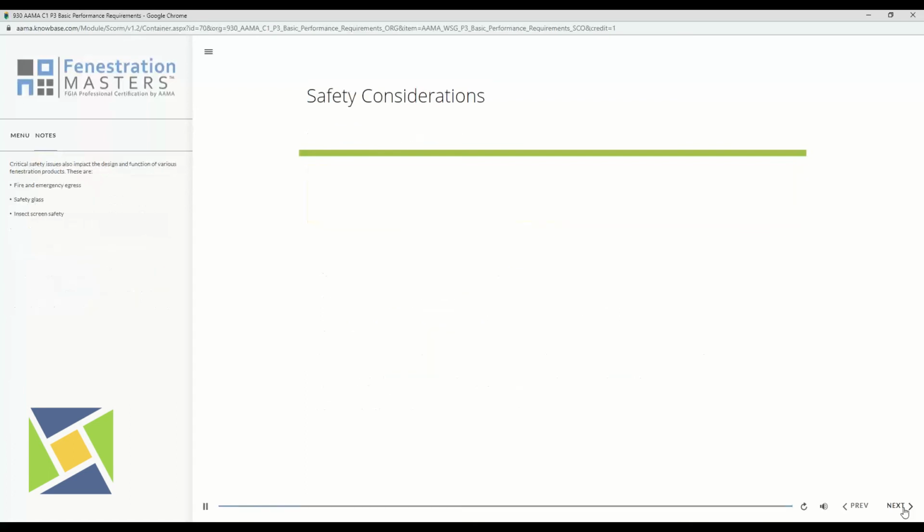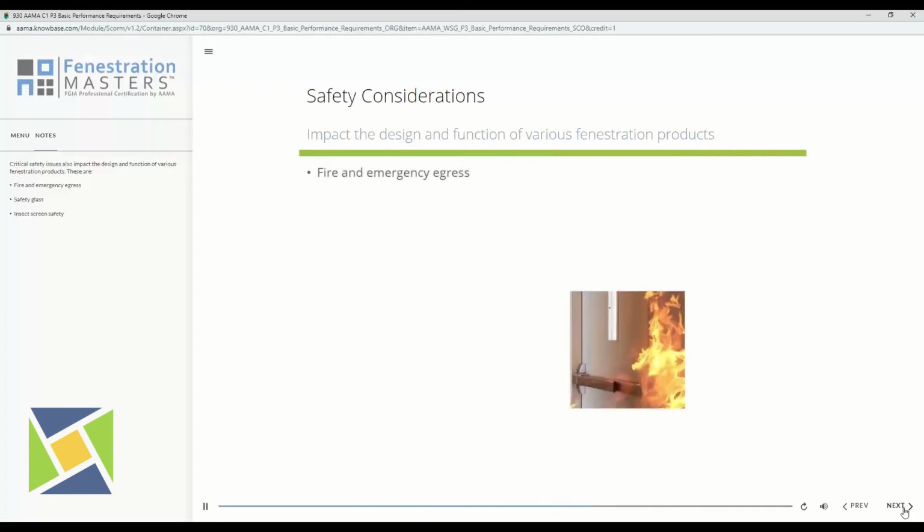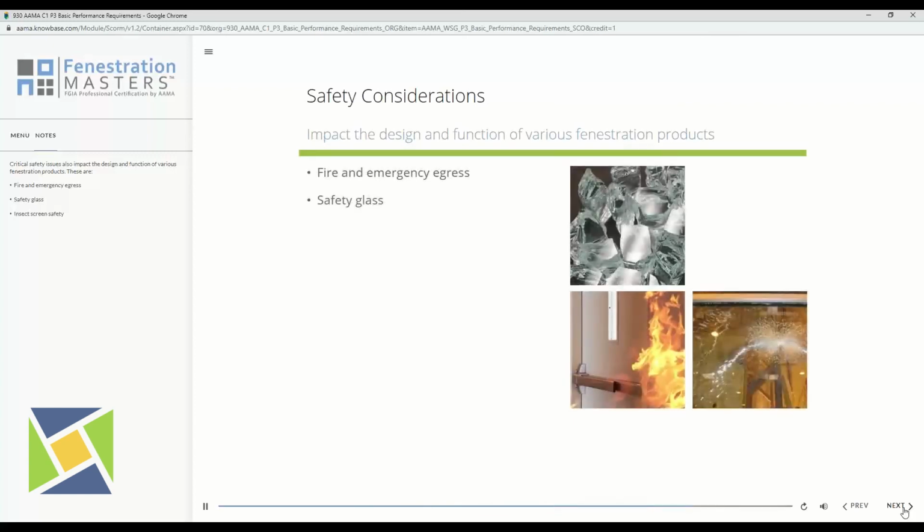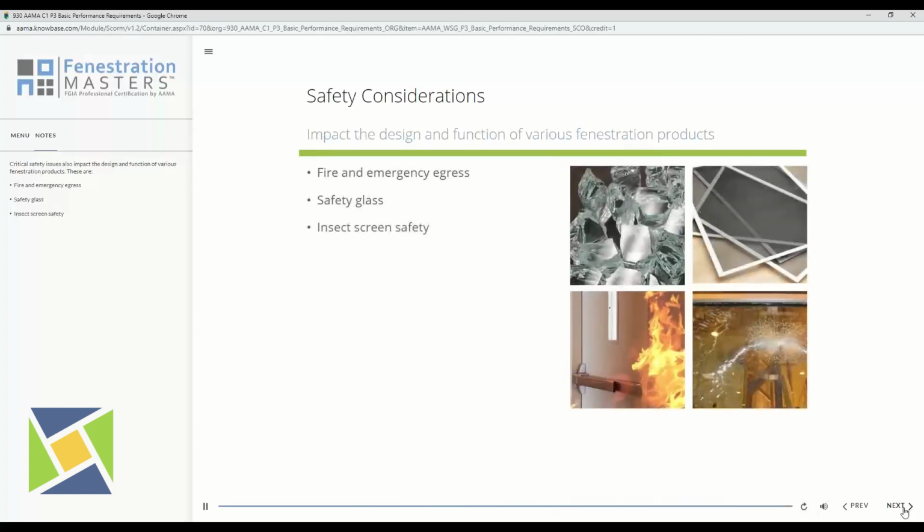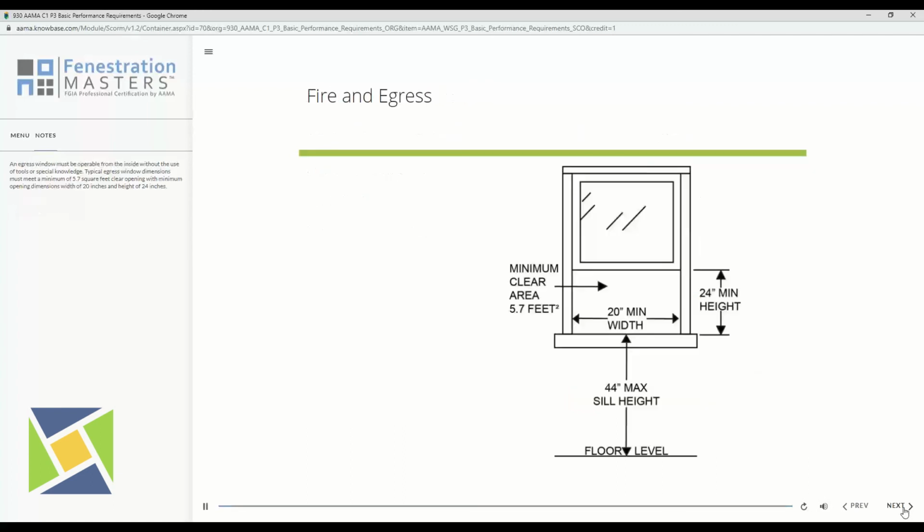Critical safety issues also impact the design and function of various fenestration products. These are fire and emergency egress, safety glass, and insect screen safety. An egress window must be operable from the inside without the use of tools or special knowledge. Typical egress window dimensions must meet a minimum of 5.7 square feet clear opening, with minimum opening dimensions of width 20 inches and height 24 inches.